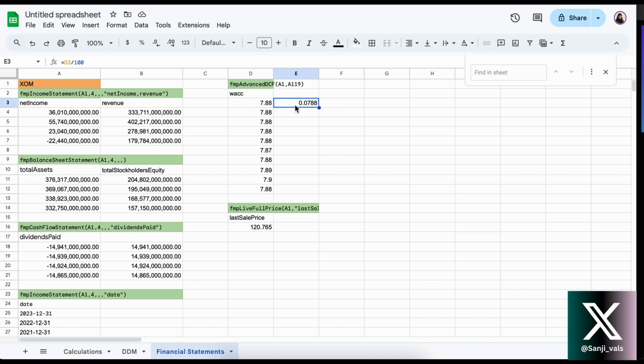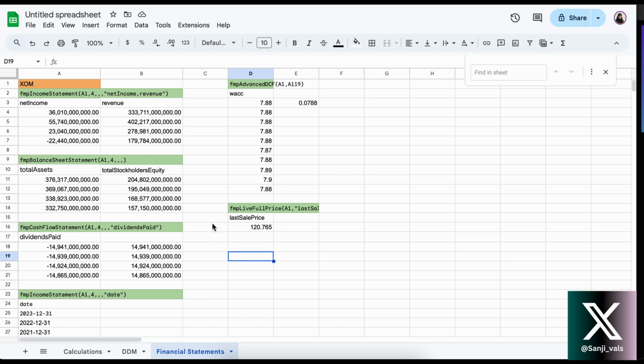That's why here I divided by 100, because we would need this data converted to percentages. The last step is to fetch the last price, again with FMP. This is the formula FMP live full price, A1, that's a ticker, and last sale price, that's the name of the field that we need. This data would be updated regularly because that's a live price, which is showing 127.65. That's the last price of the XOM ticker of this share.